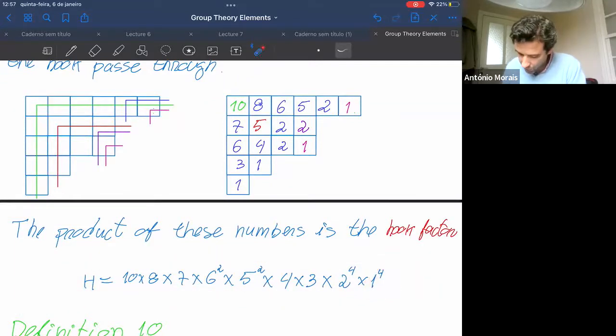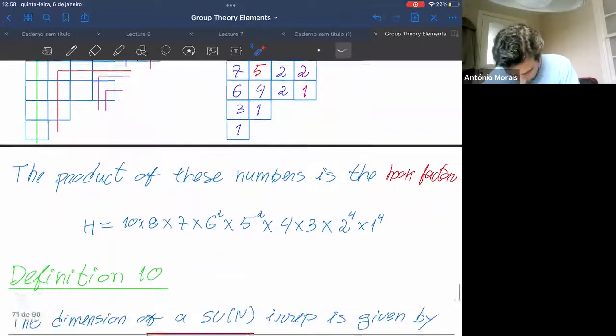So I'm putting here also the ones, so you have 4 ones here, so 1 to the power 4. You have 4 twos, 2 to the power 4, then 10, and so on. So this is just multiplying all of them.